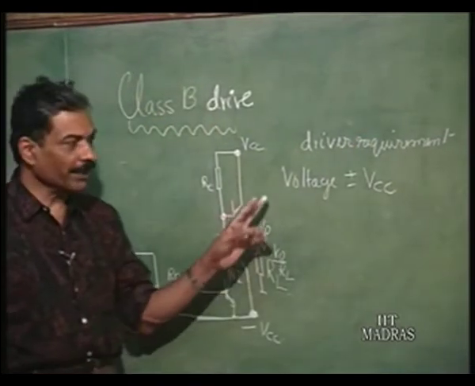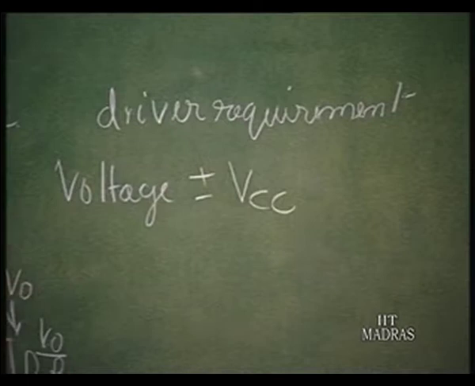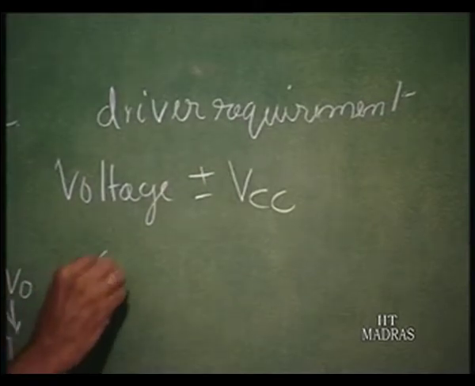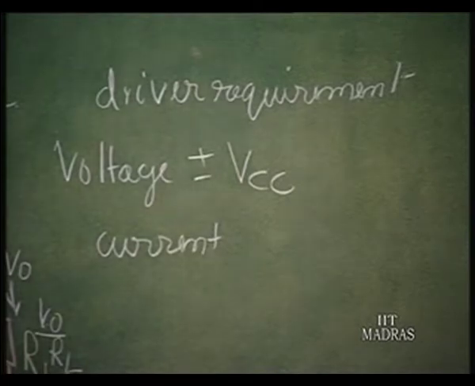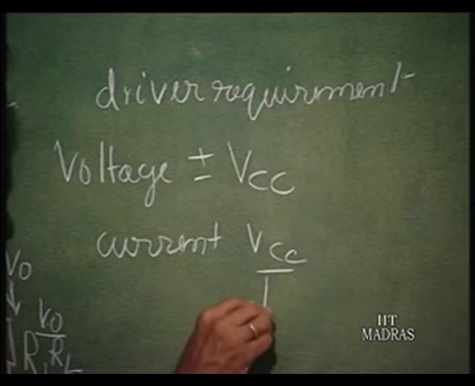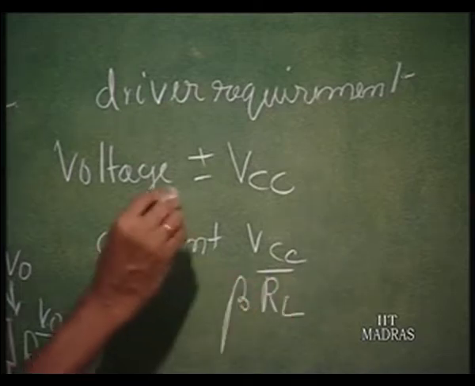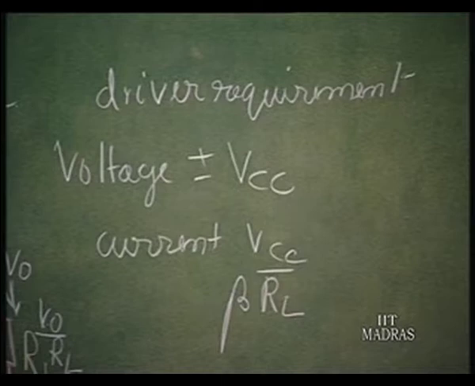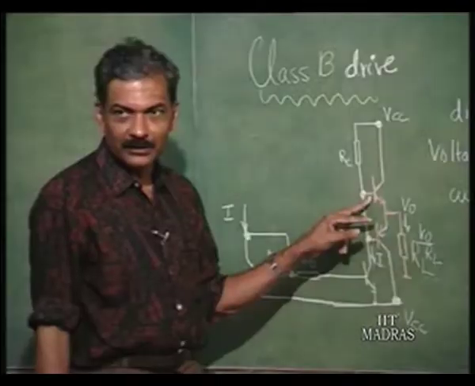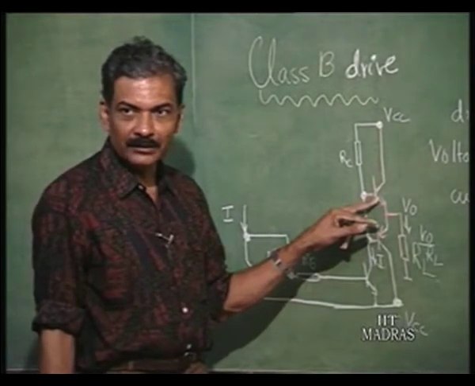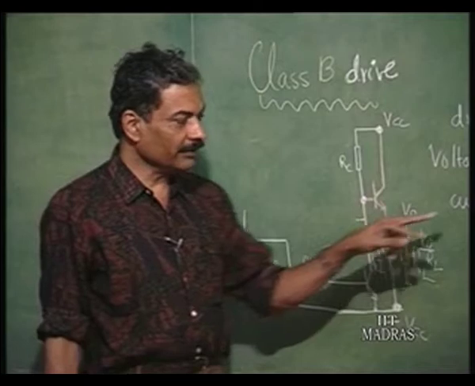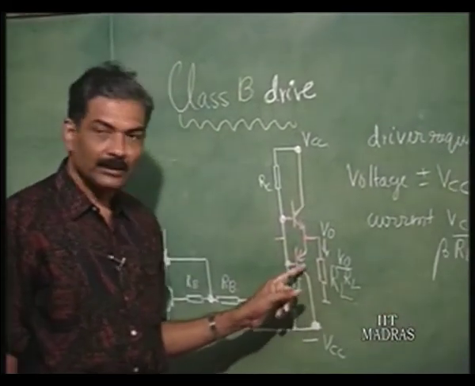It should be capable of going up to this, right, and current should be, now let us see what. V naught, that means VCC by RL divided by beta, that will be the base current drive for each one of these turns. When it is positive, the base current required for this maximum base current is VCC by beta into RL, and when it is negative, it is the same thing by the other transistor.